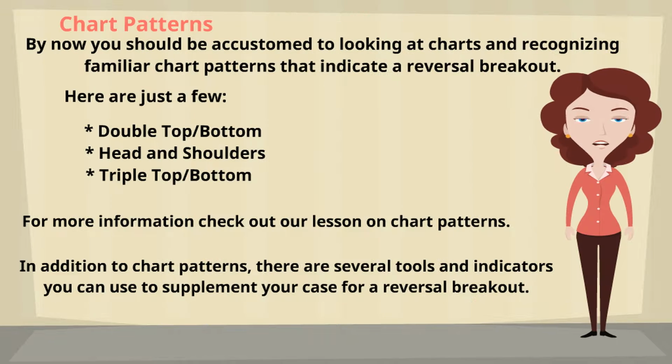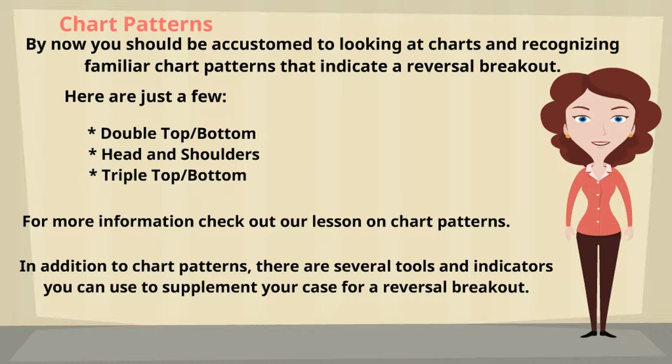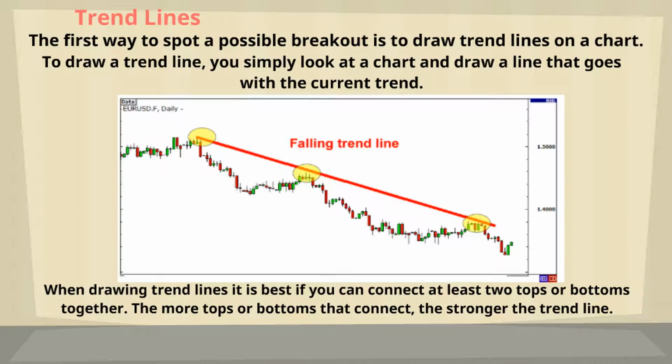Chart patterns. By now you should be accustomed to looking at charts and recognizing familiar chart patterns that indicate a reversal breakout. Here are just a few. Double top or bottom. Head and shoulders. Triple top/bottom. For more information, check out our lesson on chart patterns. In addition to chart patterns, there are several tools and indicators you can use to supplement your case for a reversal breakout. Trend lines. The first way to spot a possible breakout is to draw trend lines on a chart.